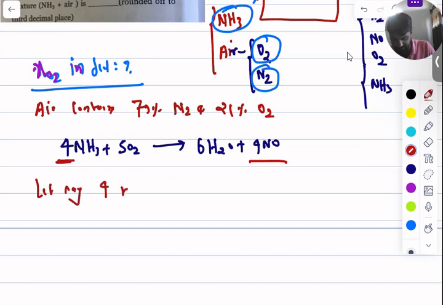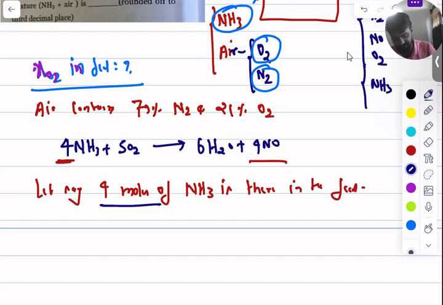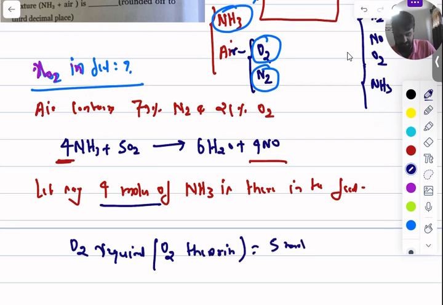let's say 4 moles of NH3 is there in the feed. So I am assuming 4 moles of ammonia is there in the feed. So how much oxygen is required? So O2 required, this is also called O2 theoretical, that is equal to 5 moles, right?